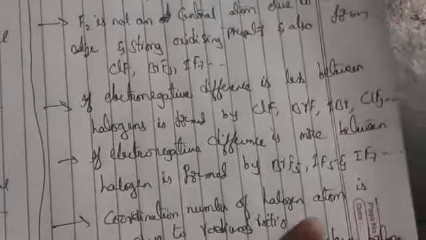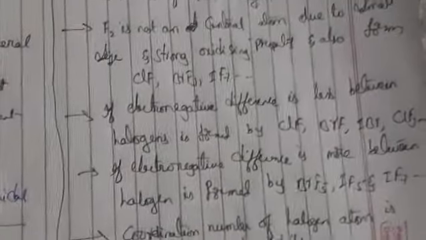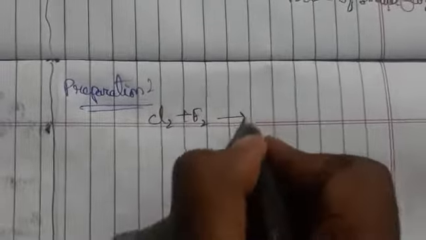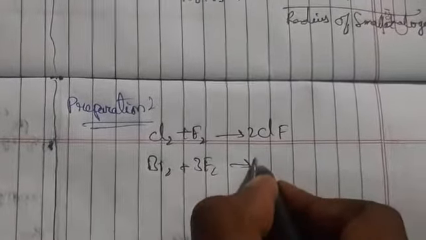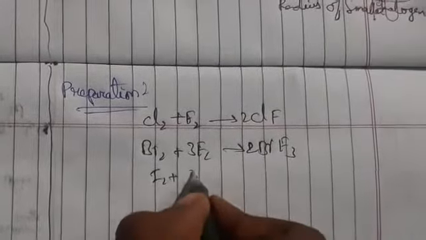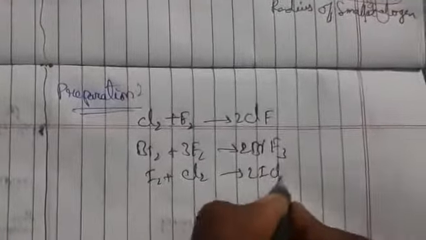Now let us see the general methods of preparation. Let us see them one by one: preparation, properties and structures. Coming to preparation, the first is direct combination: Cl2 plus F2 gives 2ClF, Br2 plus 3F2 gives 2BrF3, I2 plus Cl2 gives 2ICl, okay.